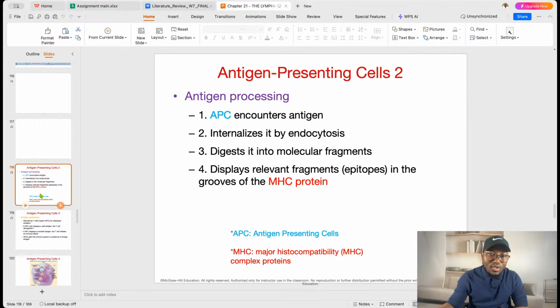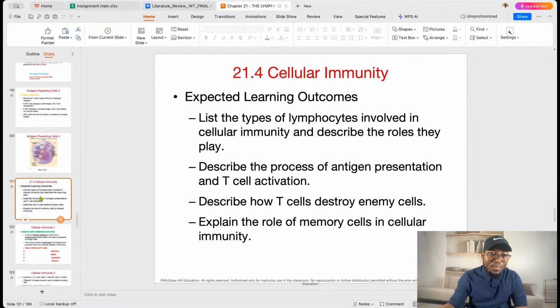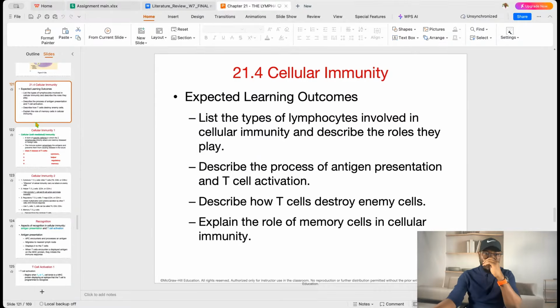Okay. So these are everything about antigen presenting cells. You need to look it up. This is cellular immunity, also very important aspects.